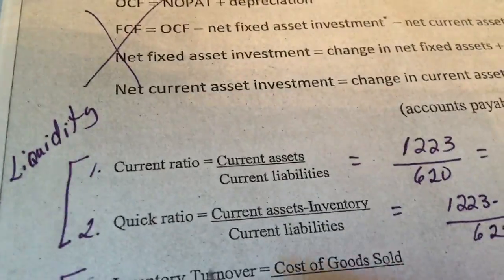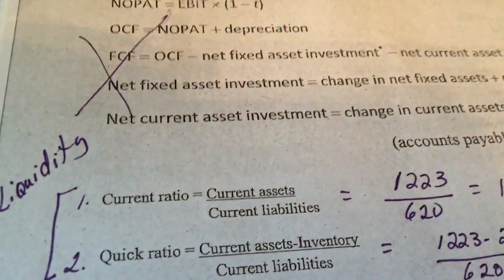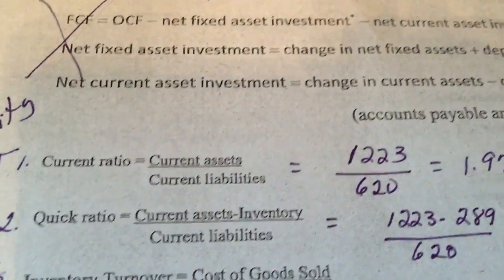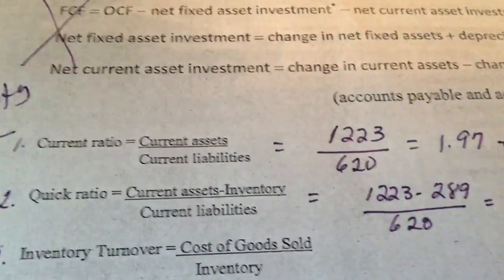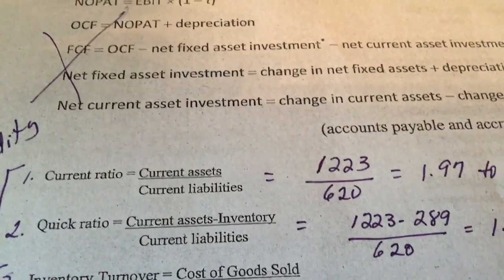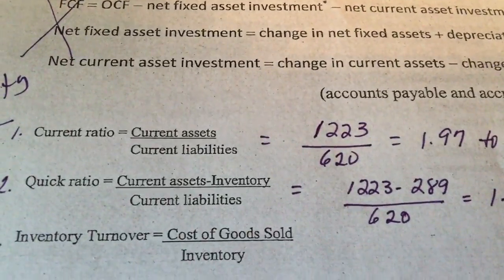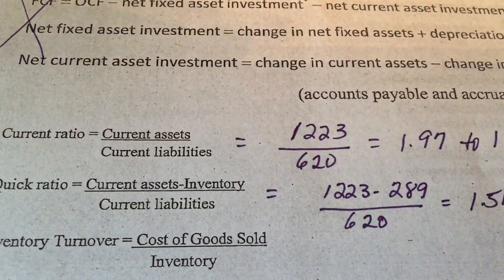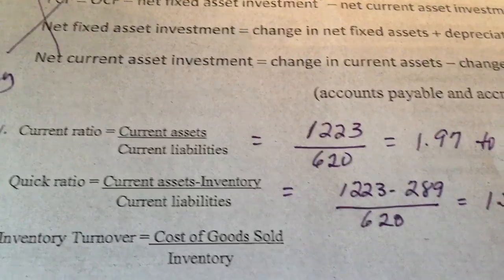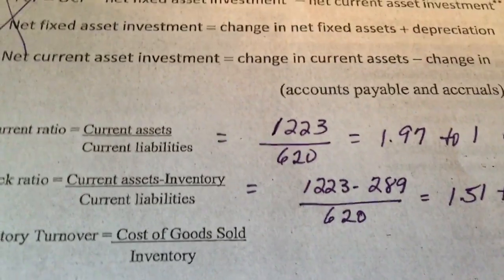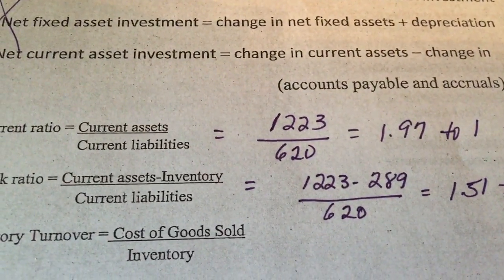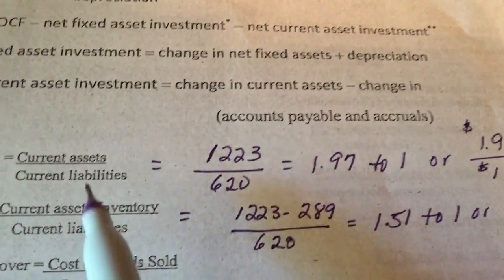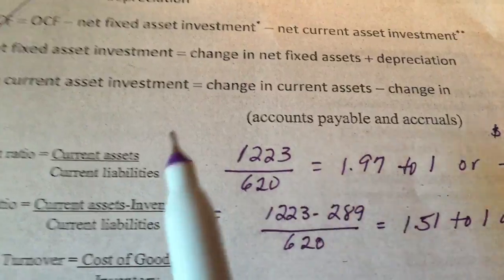Now the two we have already done, liquidity, represents how quickly we can convert our assets into cash that can be used to pay off current liabilities. So it's a measure of how quickly we can convert our current assets into cash. Okay. Now the first one includes your current assets total.